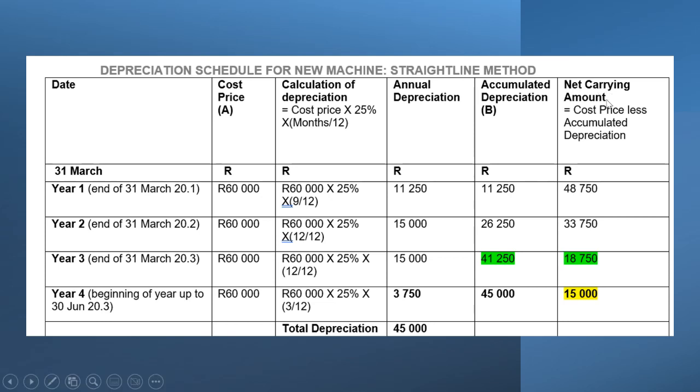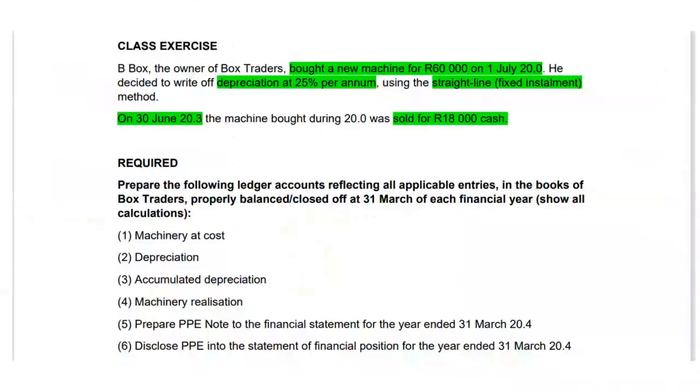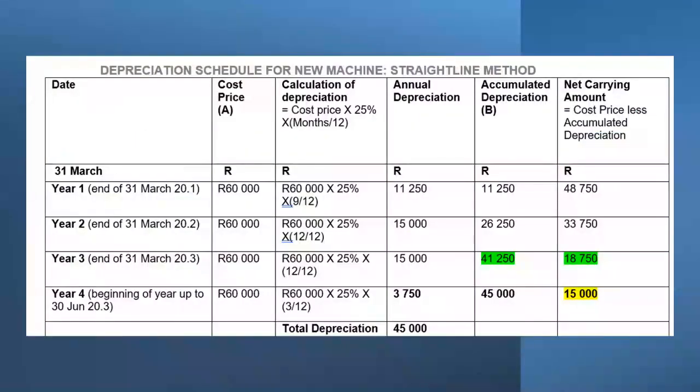What is the carrying amount then at the date of disposal, which is falling under year 4? You say cost price less 45,000, you are left with 15,000 rand. So the carrying amount is how much? It is 15,000 rand. If we go back to our scenario, you were told that this machinery was sold for 18,000 rand. Already we can tell by looking at the carrying amount is 15,000 rand, but we sold it for 18,000 rand. We've made what?